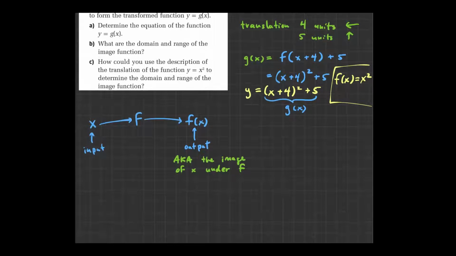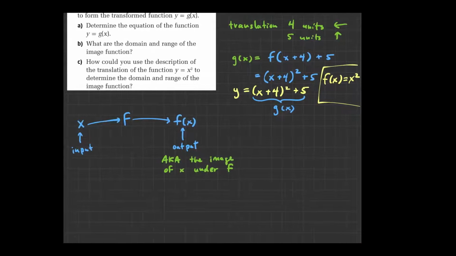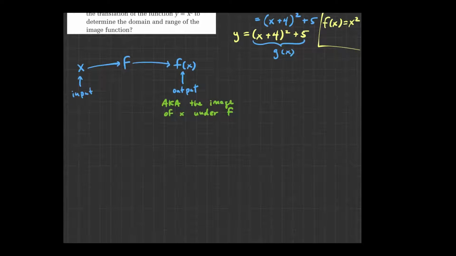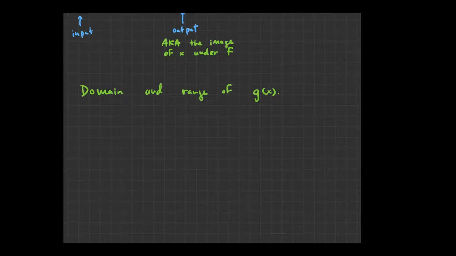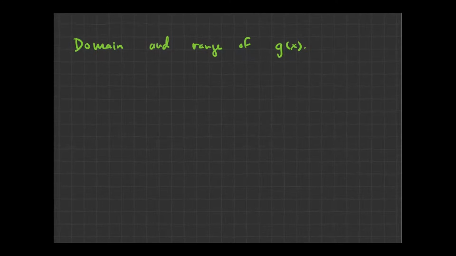So what are the domain and the range of the image function? The image function is going to be, in this case, g of x. So let's think about the domain and range of g of x. Remember that g of x is going to be (x plus 4) squared plus 5.